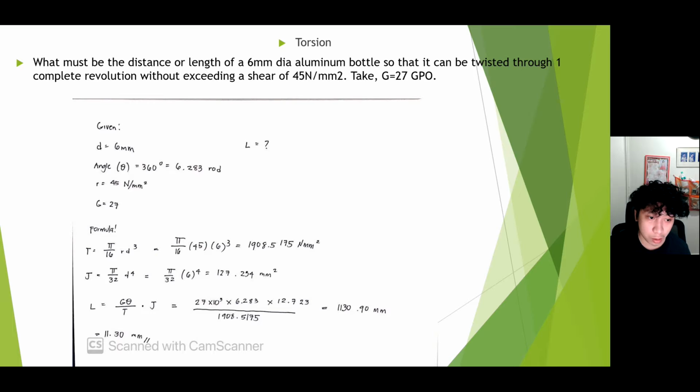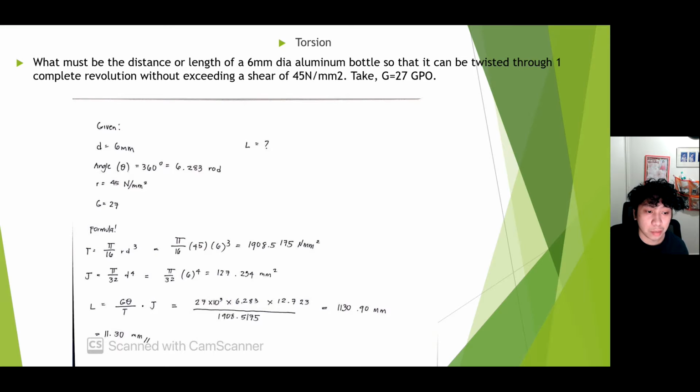So, substitute lang natin siya. Then, we will get a T of 1908.5175 N mm squared. So, in J naman, pi over 32 D raised to 4. Then, substitute lang ulit. Is equals to 127.234 mm squared. So, yung length naman, gagamitin natin is yung G and yung angle times the J.